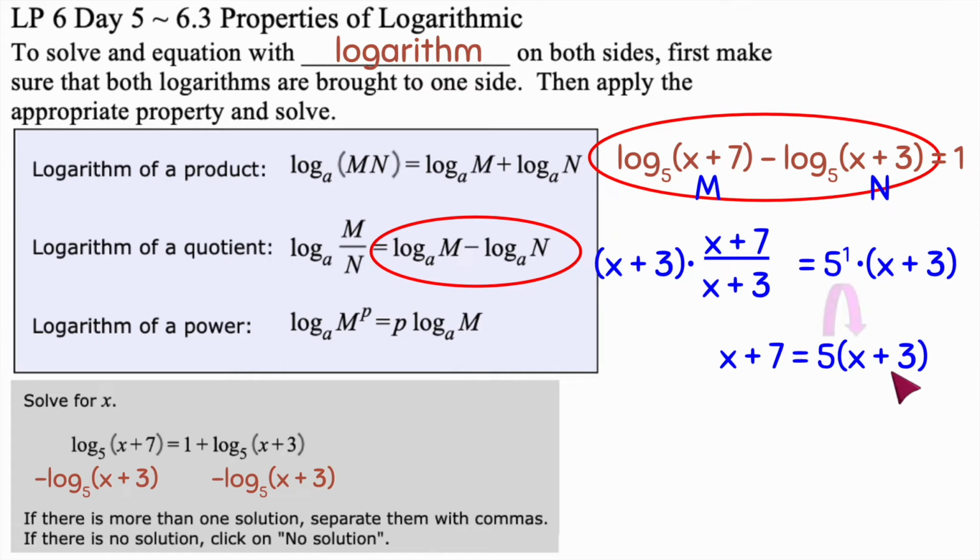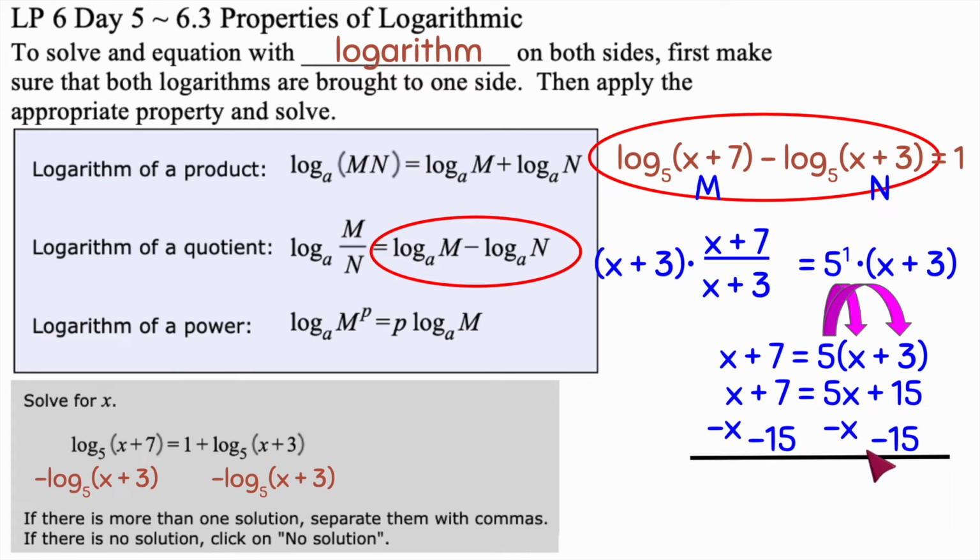So now I can start just solving like I would any other equation. I'm going to distribute the 5. So I have 5x and 15. Now I have an x on both sides. I have a constant on both sides. So I want to start bringing my variables together and my constants together. I'm going to do this all in one step. I'm going to subtract x from both sides, and I'm going to subtract 15 from both sides. So I'm going to put negative 8 equals positive 4x. Now I'm going to divide by 4 on both sides, and I'm going to put negative 2 equals x.